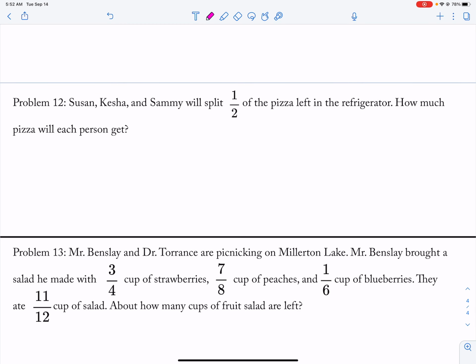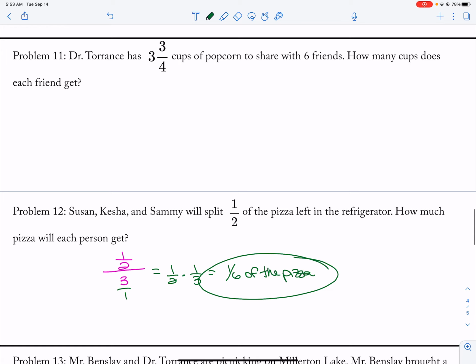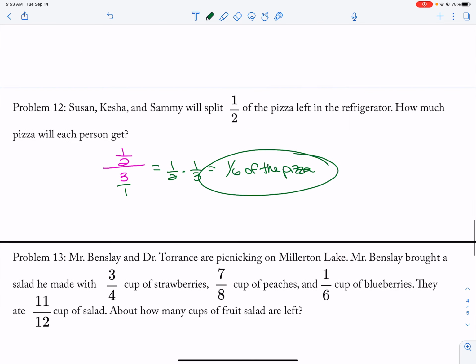Again, we're going to split. 3 people are going to split half of a pizza. So I have half of a pizza. We're going to divide that by 3. That's the same thing as saying 3 over 1. So this is 1/2 times 1/3. So each person gets 1/6 of the pizza. Okay. Oh, I did 12. Sad.